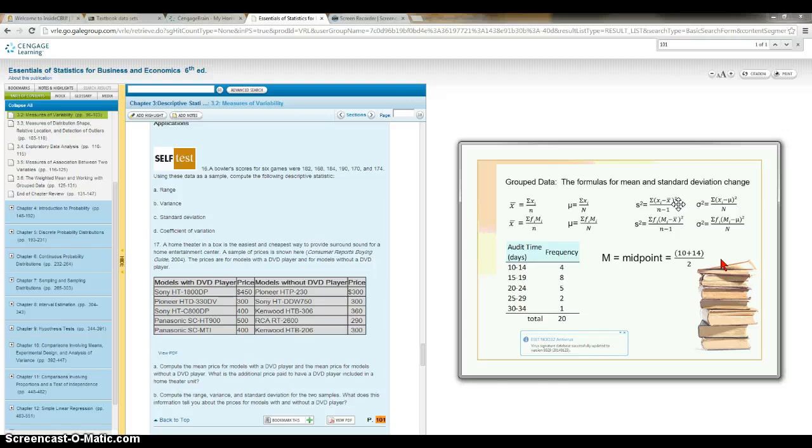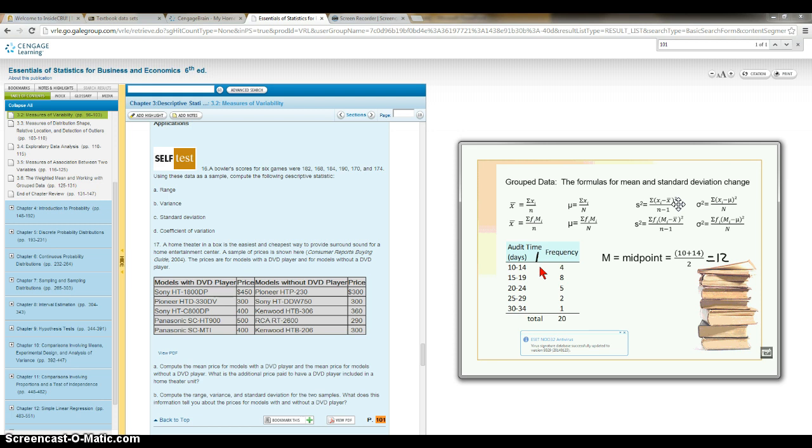Well, what you do is you pick the midpoint. To get the midpoint, it's the first number plus the second number divided by 2. So the midpoint here would be what? What's the midpoint between 10 and 14? 10 plus 14 divided by 2 gets you 12. Okay, so my midpoint is 12.